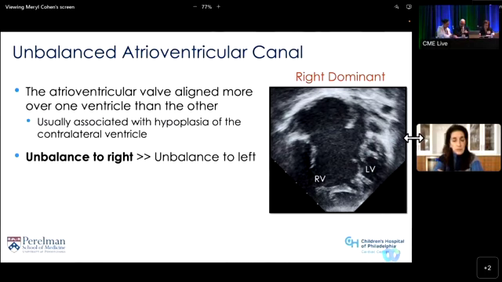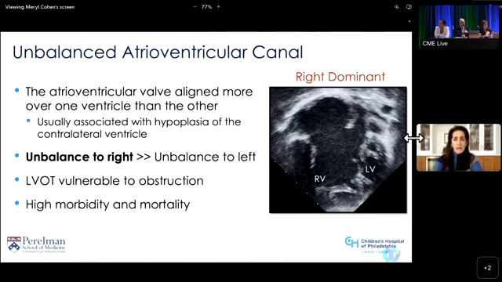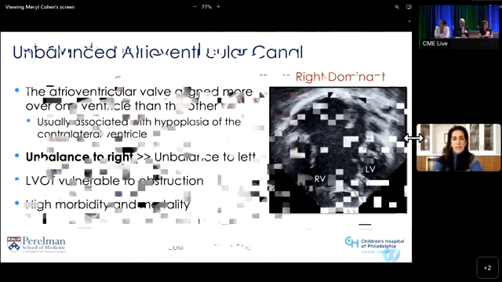And for the rest of this talk, I will be talking about the right dominant form, where the right ventricle is the large ventricle, because though the left dominant form is important too, there's less data on that, and the strategies tend to be a little bit different. We'll also highlight that when you have unbalanced AV canal, the left ventricular outflow tract is vulnerable to obstruction, and I'll come back to that several times in the talk. And despite our best efforts in treating this lesion, there remains a high morbidity and mortality.